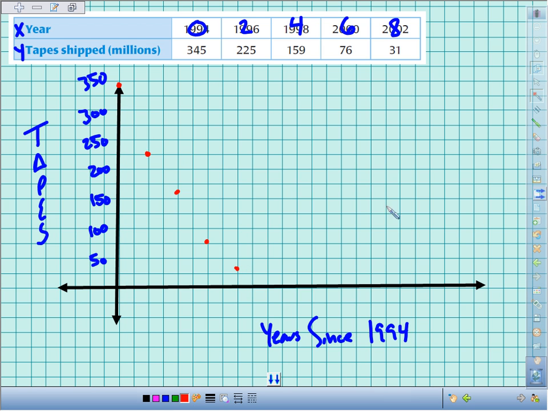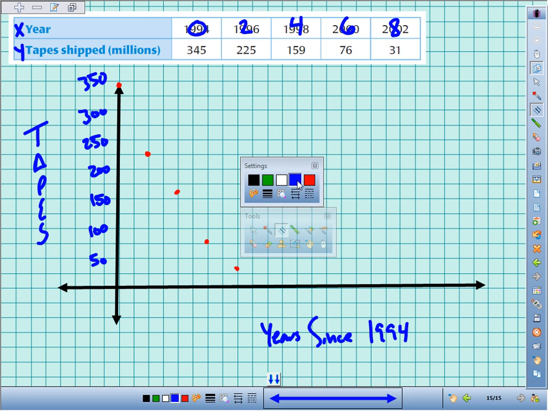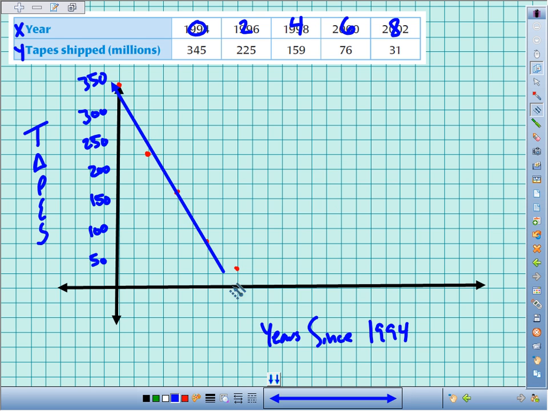There's definite negative correlation. What's going on as the years go by? The number of tapes being shipped is going down, down, down, because CDs were going up and up and up. If we draw a fitted line, try to get about half the dots on top and bottom. I think we're looking okay right there.